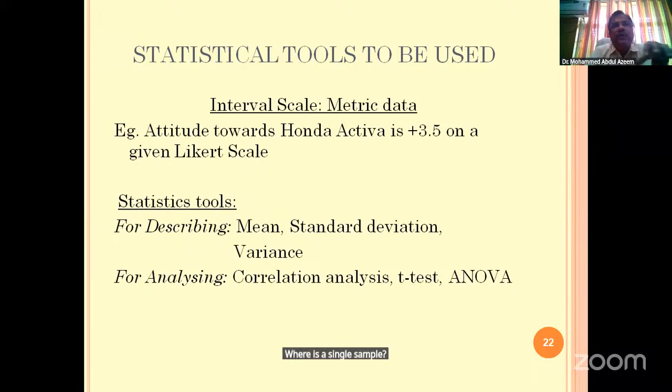If I am taking responses from only teachers, in my questionnaire, I told you the teachers and students are there. If teachers and students are there, two sample t-test we can use. If teachers, students and employees, three are there, that is three sample. If there are three samples, we take analysis of variance or F test we say. Okay. So these are the standard tools we use when we have interval scale.